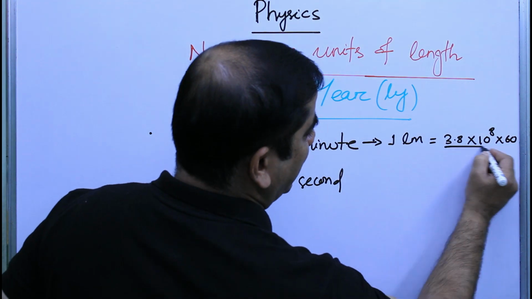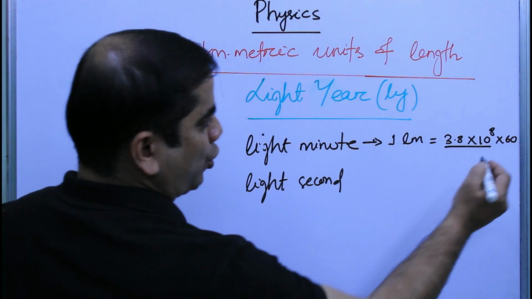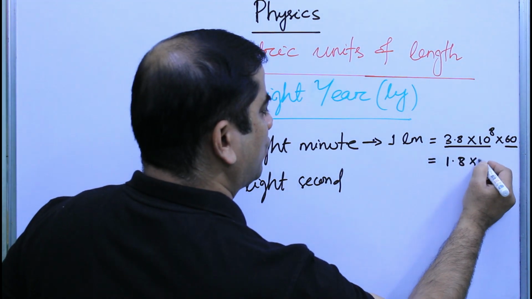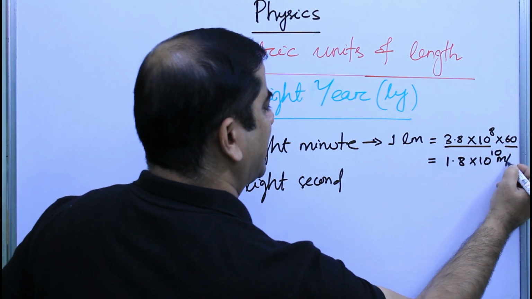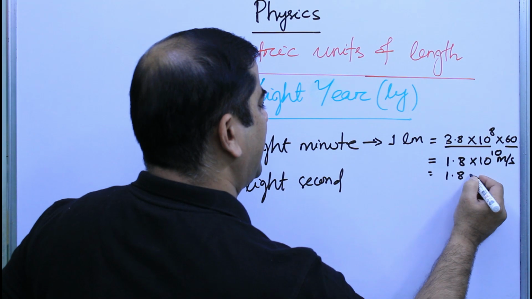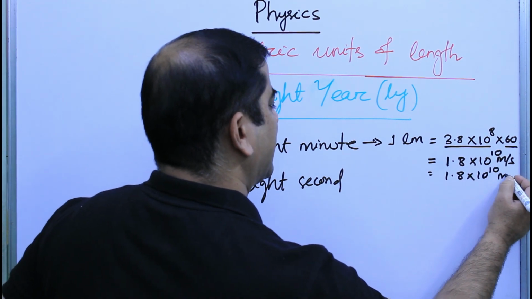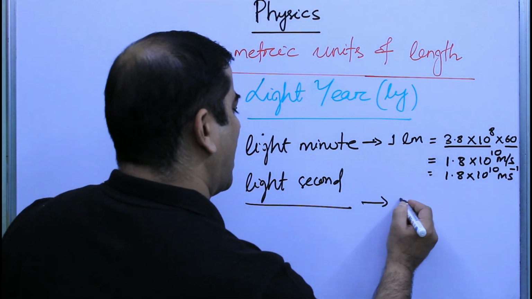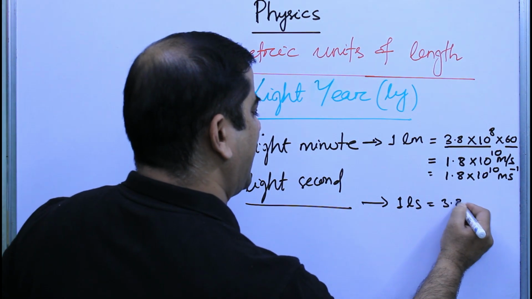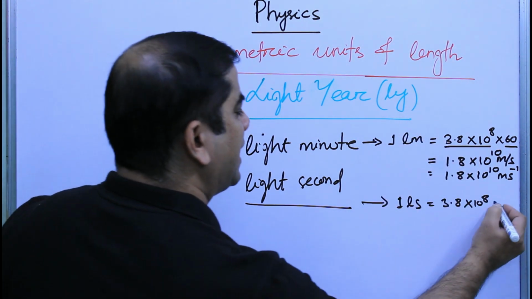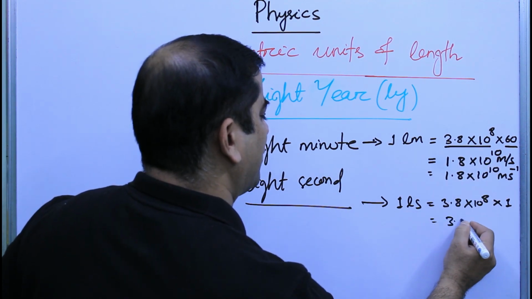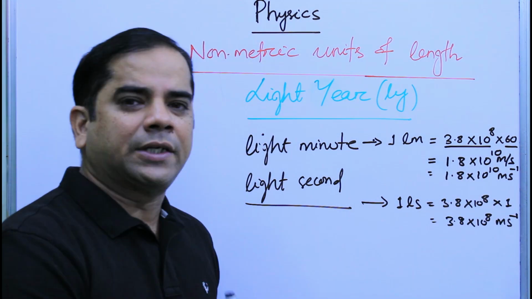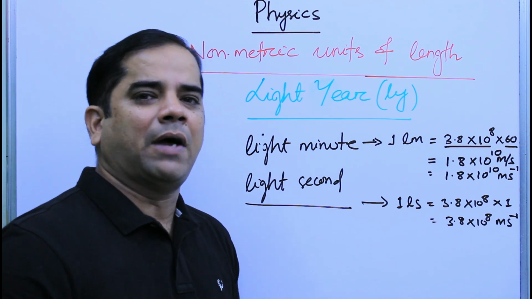Why? 3.8 into 10 to the power 8 is the speed of light, so in 60 seconds. When we calculate this, we get 1.8 into 10 to the power 10 meter per second, or we can write it as 1.8 into 10 to the power 10 meter second to the power minus 1. So 1 light second is equal to 3.8 into 10 to the power 8, which is the speed of light, into 1 second. So it gives us 3.8 into 10 to the power 8 meter per second. Just need to remember these values so that you can use them as and when required.